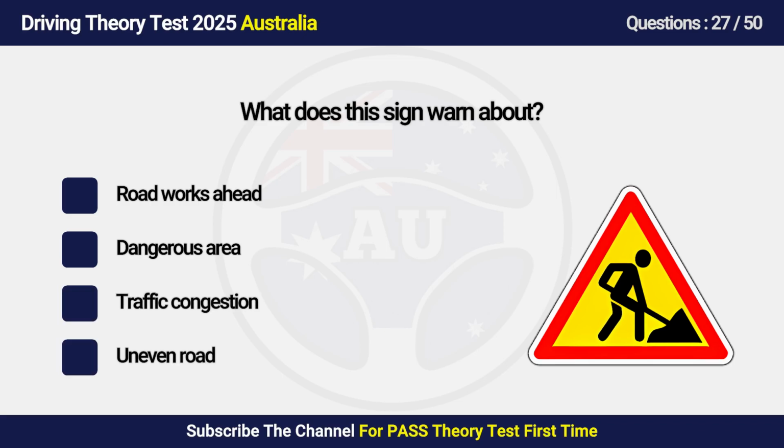Question 27. What does this sign warn about? A. Road works ahead. B. Dangerous area. C. Traffic congestion. D. Uneven road.